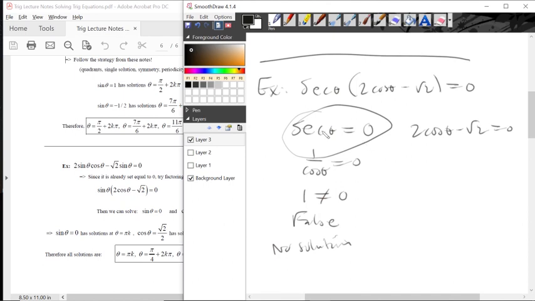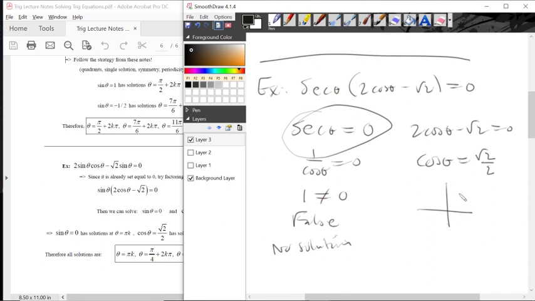Something like secant theta is equal to 2, that would have solutions to it. You can find secant theta equal to 2 by considering where the cosine of theta is equal to 1/2, again by using the reciprocal identity. So this means the only solutions to this equation that are relevant would be solutions to this. That would be where the cosine of theta is equal to root 2 over 2. Okay, a basic trigonometric equation.